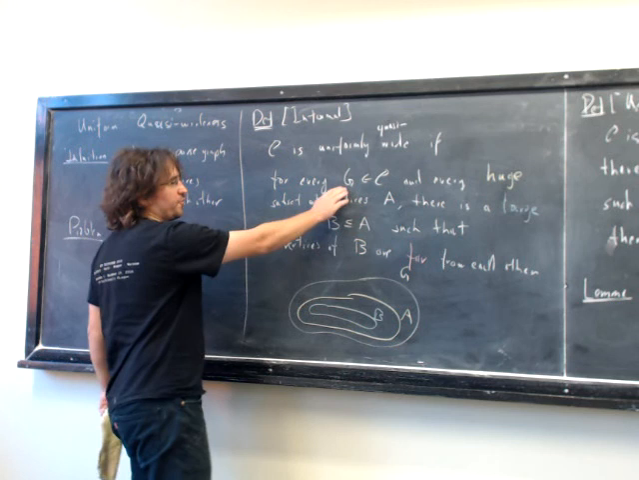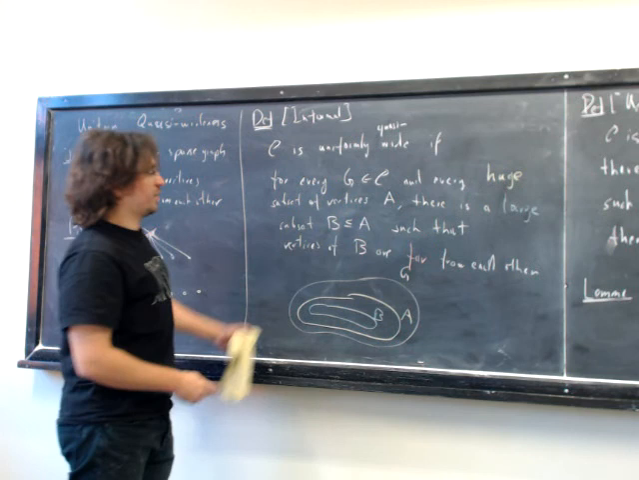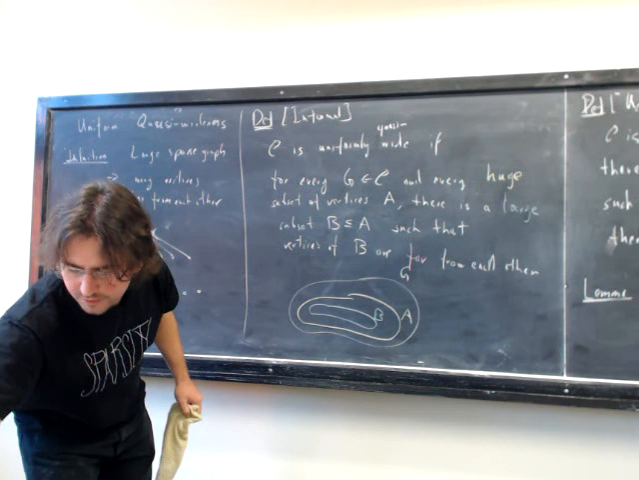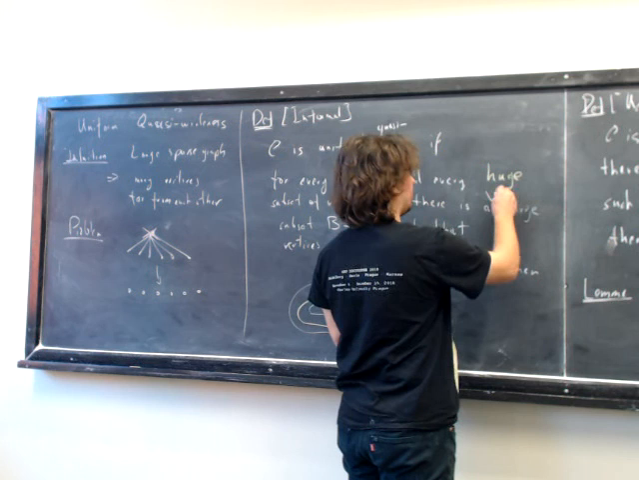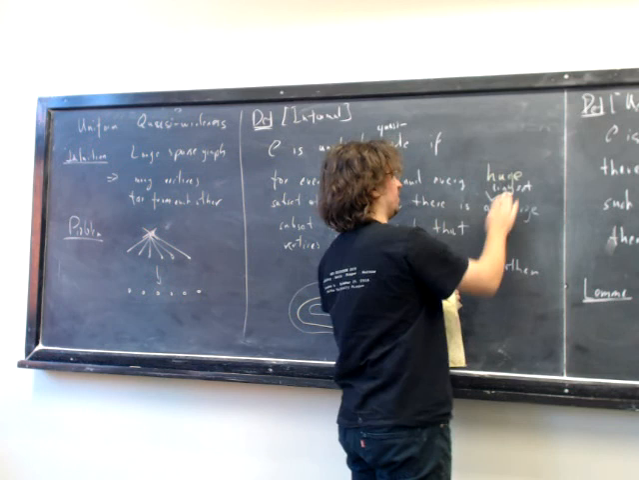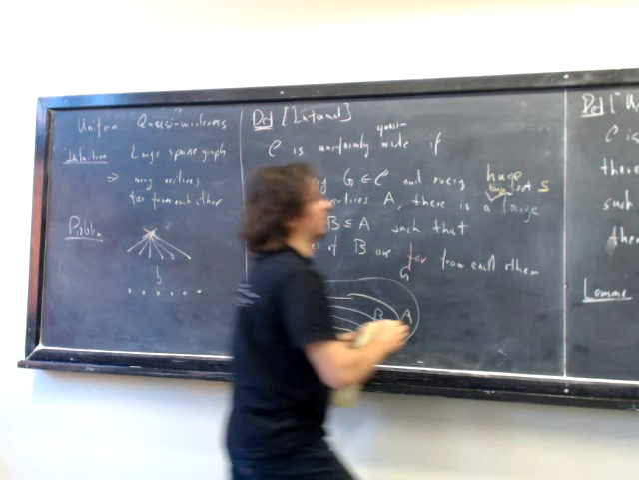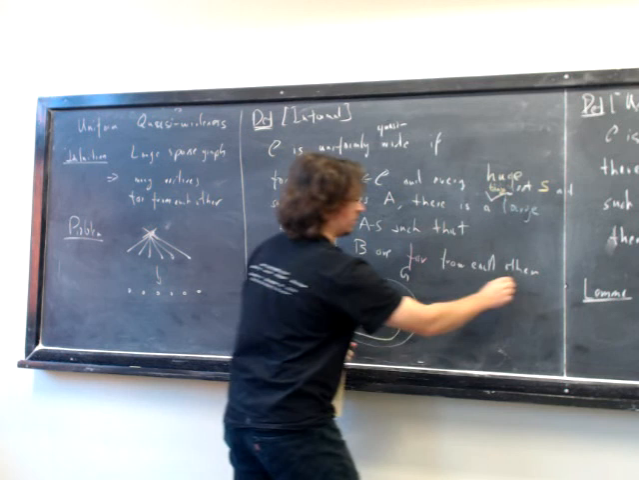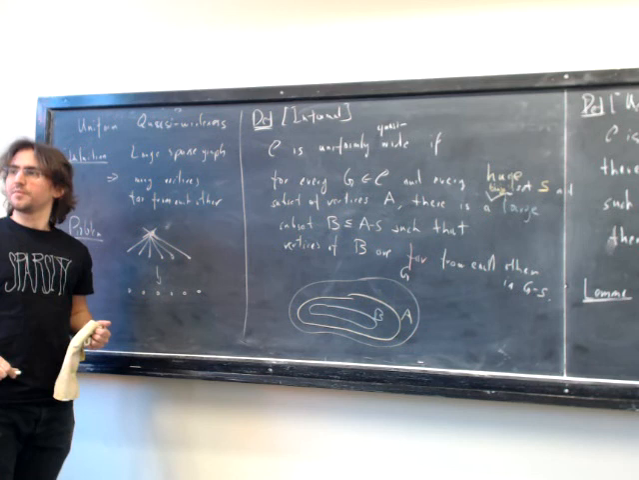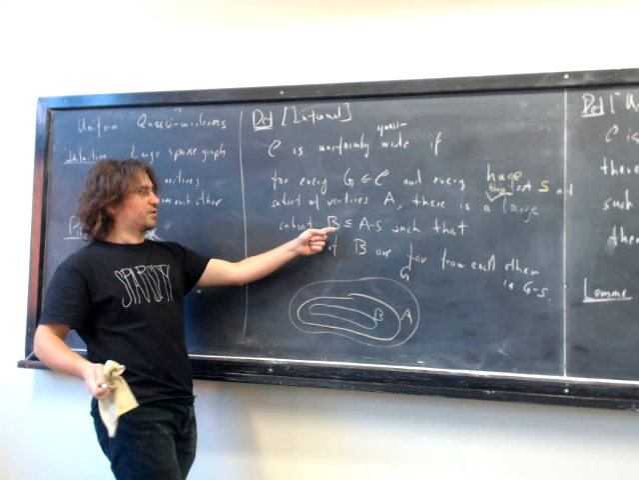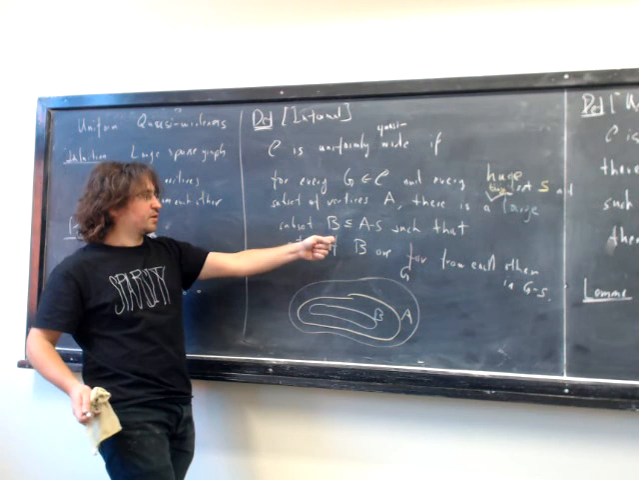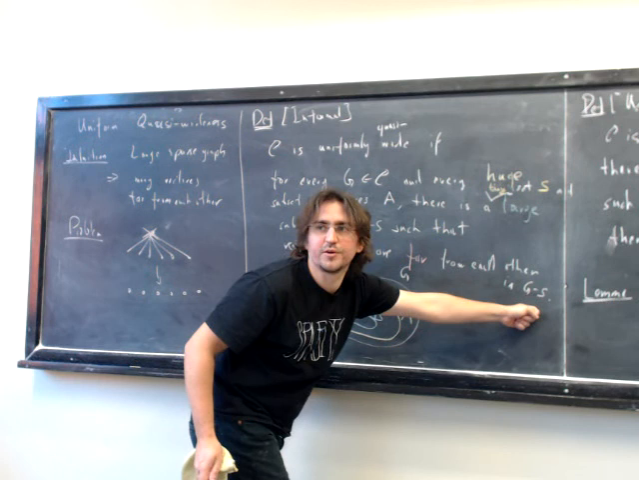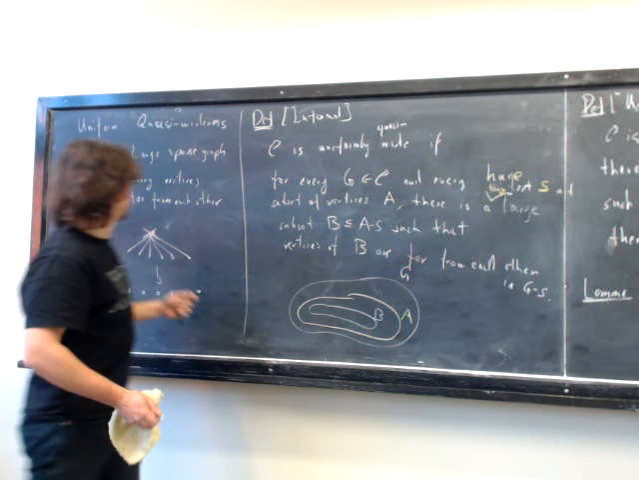if for every graph from my class and every huge subset of vertices A, there is a subset B, but there is also a tiny set S and a large subset B, say disjoint from S, so that the vertices of B are far from each other in G minus S. So I amended this definition: instead of just requesting that the vertices of B are far from each other, I say that they are far from each other after removing from my graph a tiny set of vertices. And this corresponds to removing the center of the star.